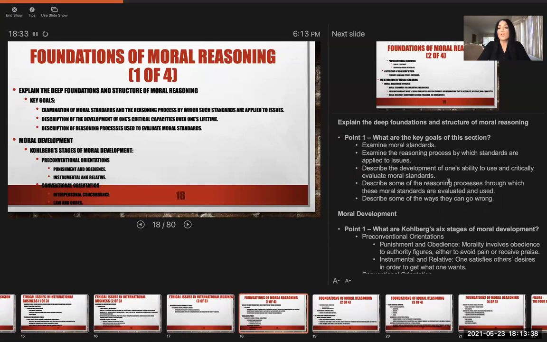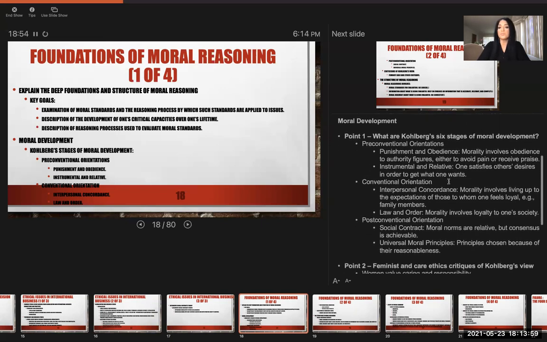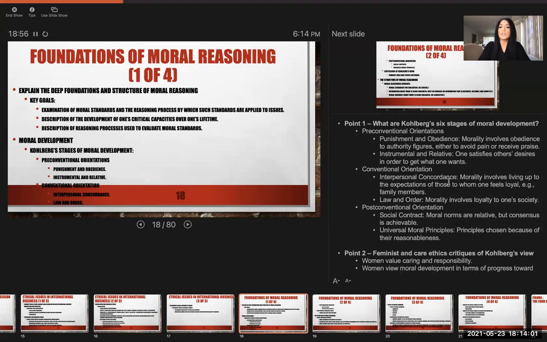What are the key goals of this section? Well, we should examine moral standards, examine the reasoning process by which standards are applied to issues, describe the development of one's ability to use and critically evaluate moral standards, describe some of the reasoning processes through which these moral standards are evaluated and used, and describe some of the ways that they can go wrong. In regards to moral development, what are Kohlberg's 6 stages of moral development?